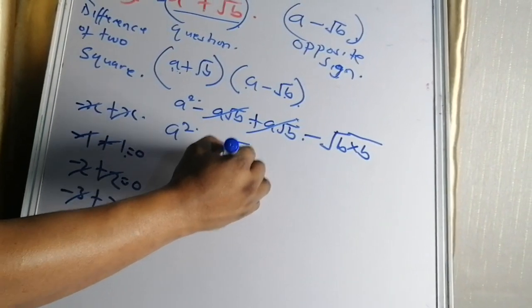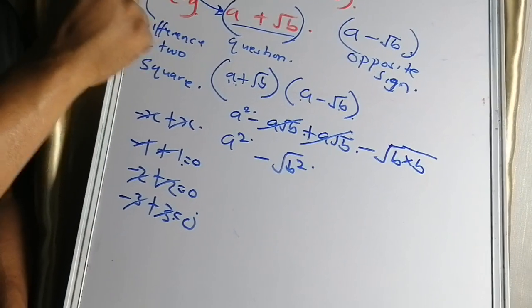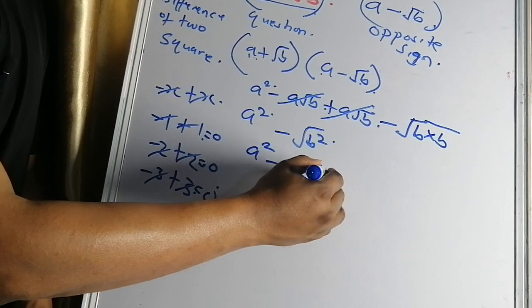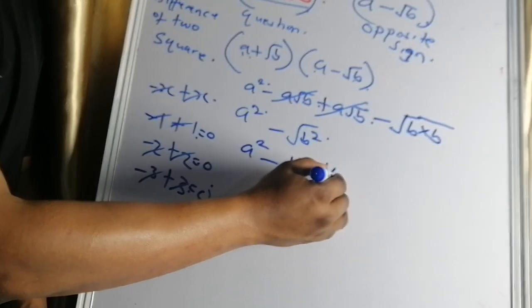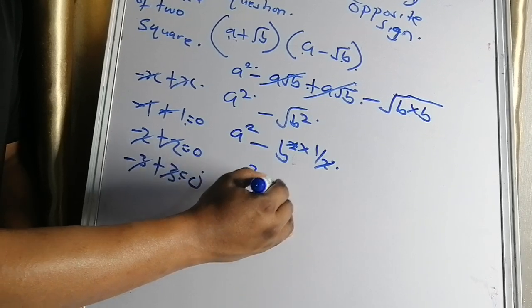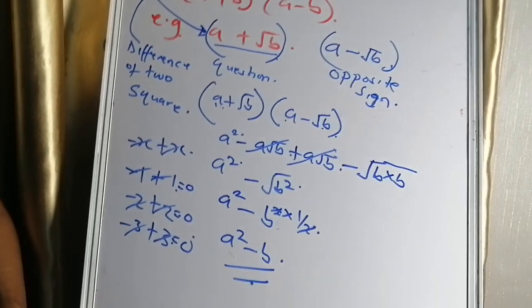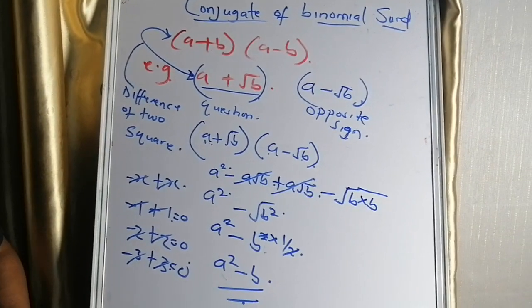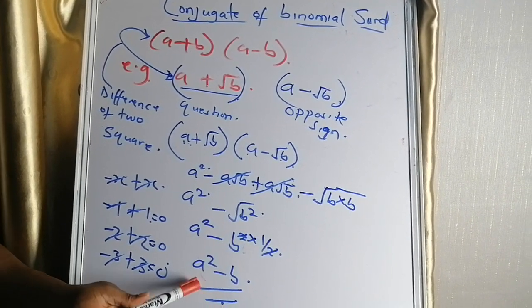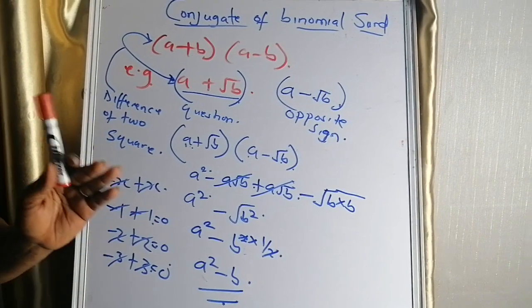Okay, it will now remain square root of b squared. Don't forget, I said square root is the same thing as power half. So (b squared) raised to power 1 over 2. So when you cancel, it means that this is what? A squared minus b. So that's the answer. Okay, so that's the conjugate we are talking about here. Which means that there is nothing like SURD again in the answer. So don't forget, you apply difference of two squares.